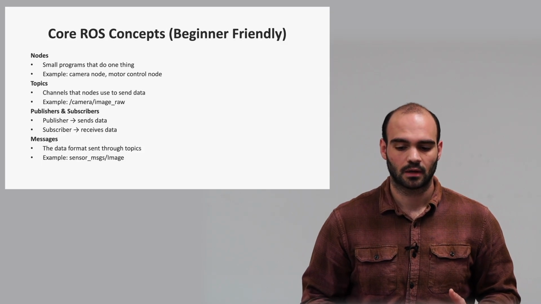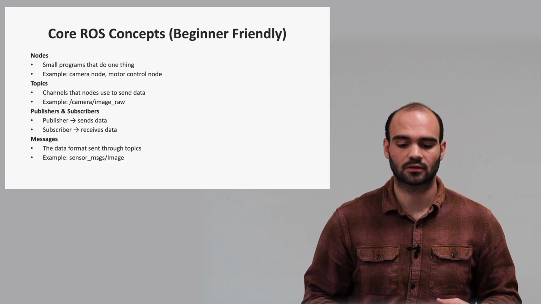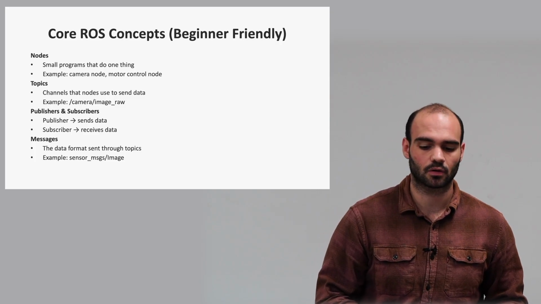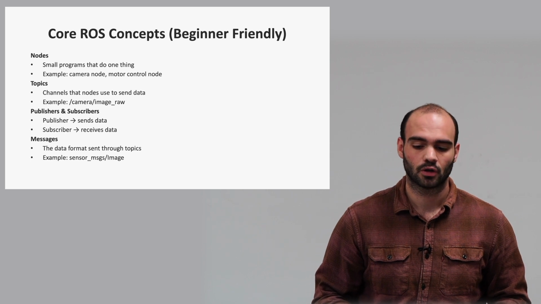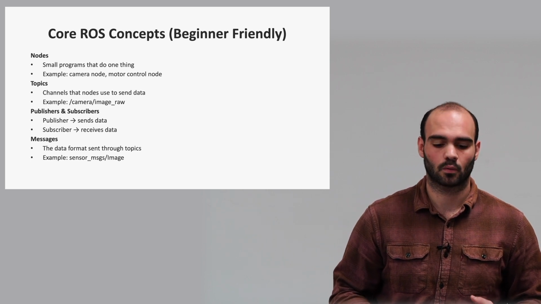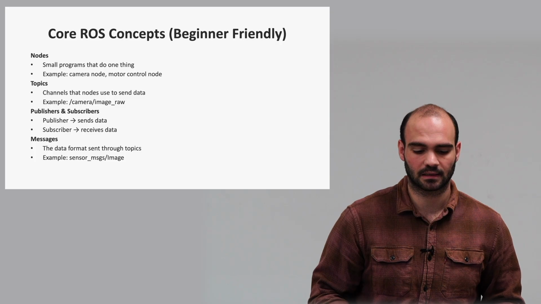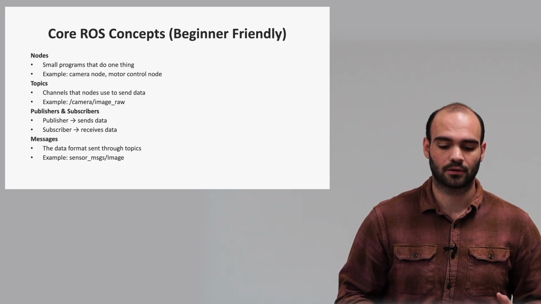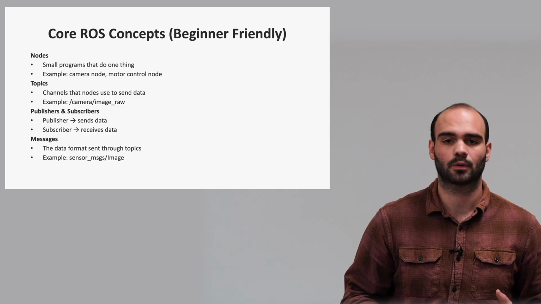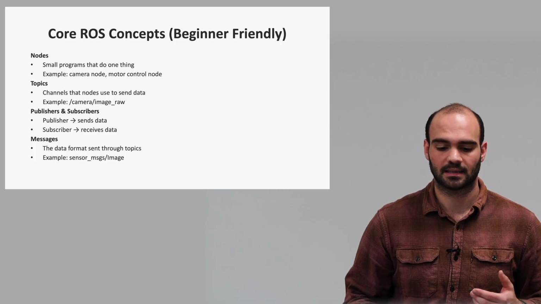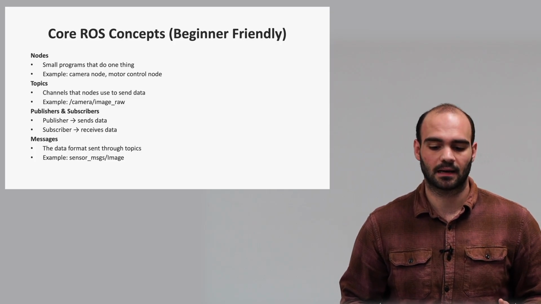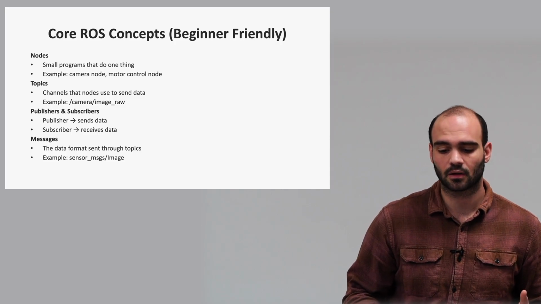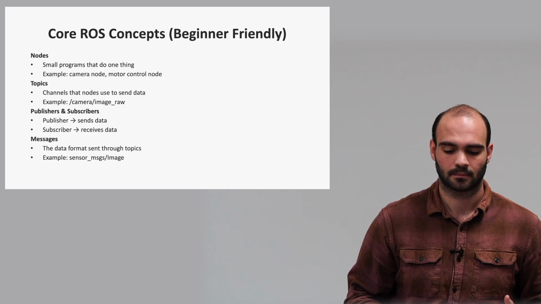At the heart of ROS are nodes. A node is just a small program that does one job, like reading a sensor or commanding a motor. Nodes communicate using topics, which are like communication channels. A camera might publish images to a topic, and another node can subscribe to the topic to process the images. Messages are the data being passed around, for example, images, laser scans, or velocity commands.